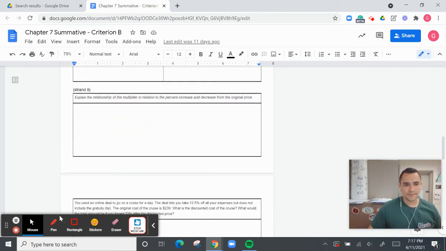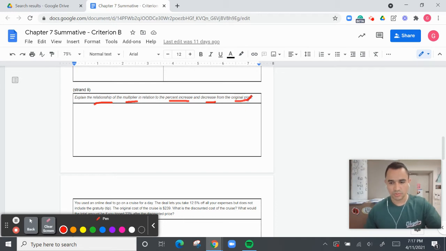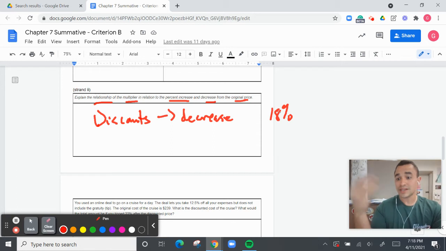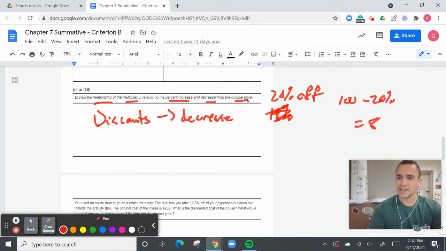This one was pretty straightforward and easy, as I said earlier. What is the relationship between the multiplier in terms of percent increase or decrease from the original price? All right, so again, discount is a decrease. So let's say, I'm using an example, 20% off. So that means it's 100 minus 20%. That's going to equal 80%. And so what I can do is use this 80% or 0.80 as my multiplier.